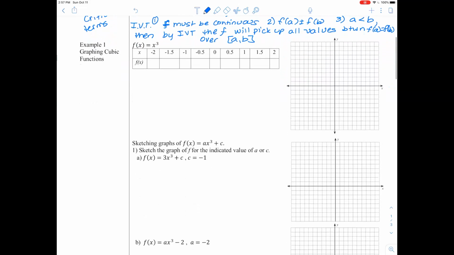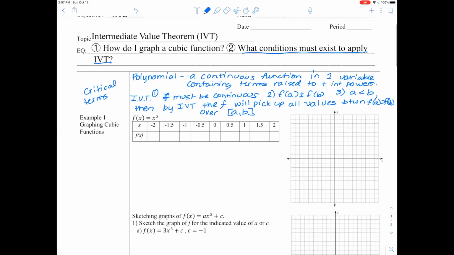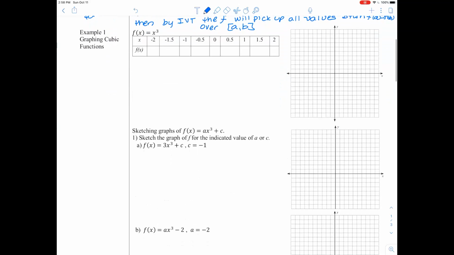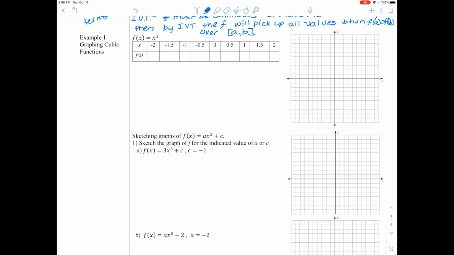So here's example one. We're going to be talking about our first essential question, how do I graph a cubic function? So here what we're going to do is actually fill out this table of values for negative x cubed. This is a degree 3 polynomial, because the biggest exponent we have on our term is 3. So that means that the function could have up to 2 turning points. It could change directions up to 2 times, depending on how complicated this function is.